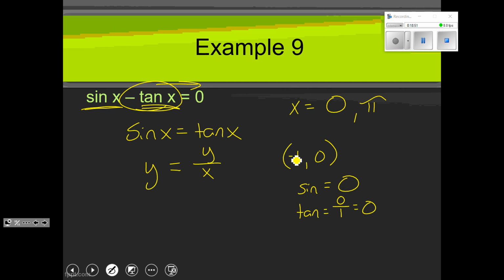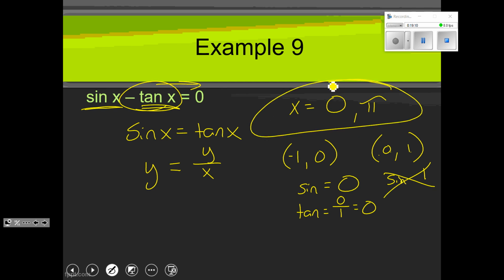Now, is that true for pi over 2? Is that true for the reverse of that, 0, 1? And no, that is not, because the sine would be 1. What's 1 divided by 0? And that's undefined, so that doesn't work. Okay? So it's just 0 and pi. And remember, we're using 0, not 2 pi. Okay? It can be equal to 0, but it has to be less than 2 pi.